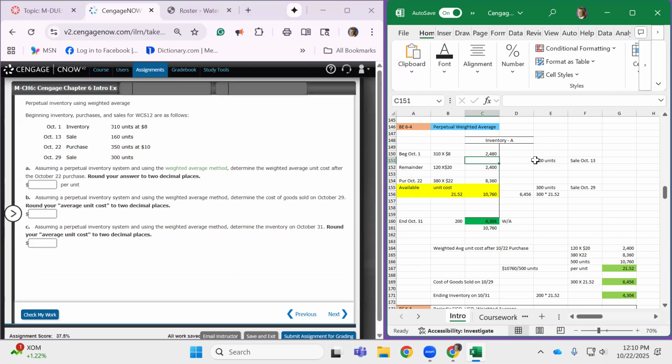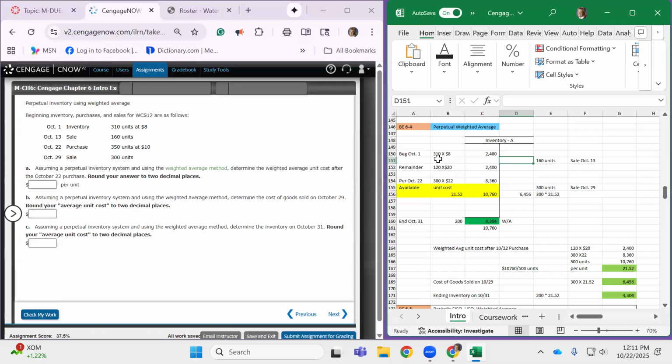Okay, then on October 13th, we're going to make a sale, right? A sale of 160 units. All right. Do you know the cost of these? Yeah. They were $8 each because that's the only cost we had. They want to know the purchase. Okay, so we'll just keep going down through here then.